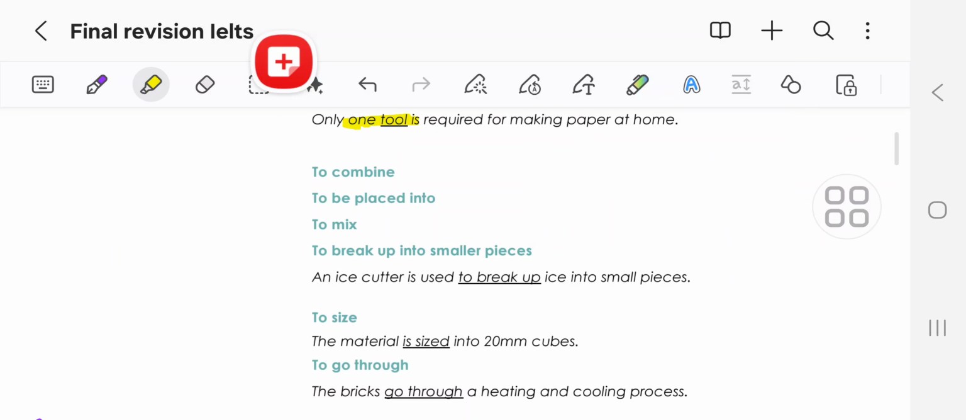To combine, to pack, to mix, to break up into smaller pieces. An ice cutter is being used to break up ice into small pieces. The material is sized into 20 millimeter cubes. And to go through is to go through a heating and cooling process.